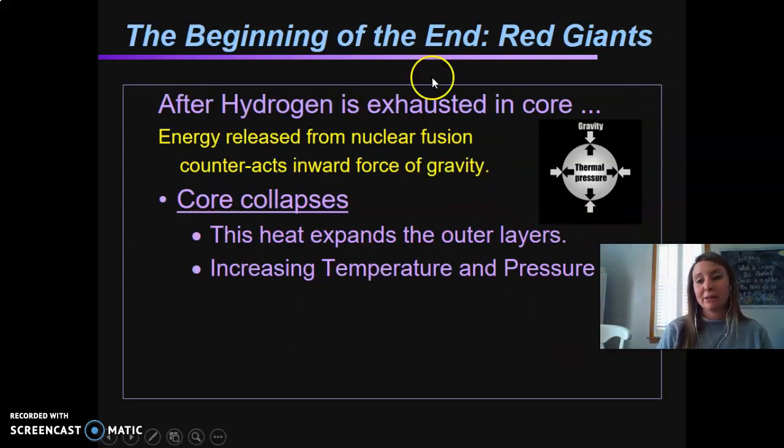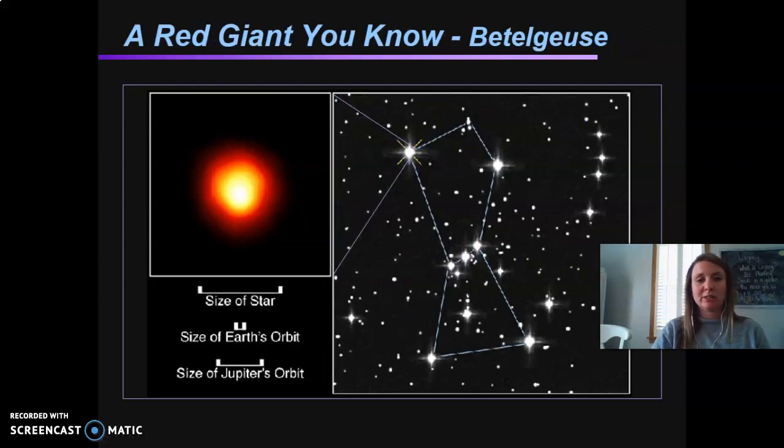So the beginning of the end. The red giant is kind of like a farewell to the universe. It's going to start going through a collapse period. So after hydrogen exhausts itself in the core, it will once again start to lose its hydrostatic equilibrium, and the core collapses, and that's going to allow once again that red giant stage.